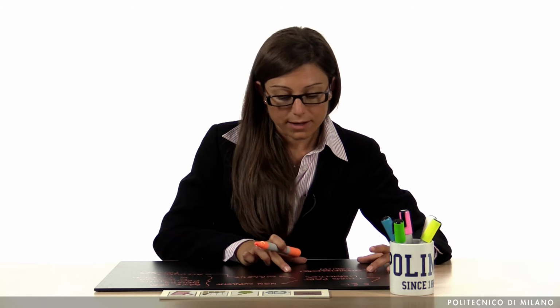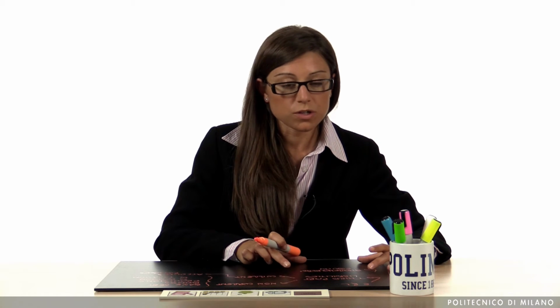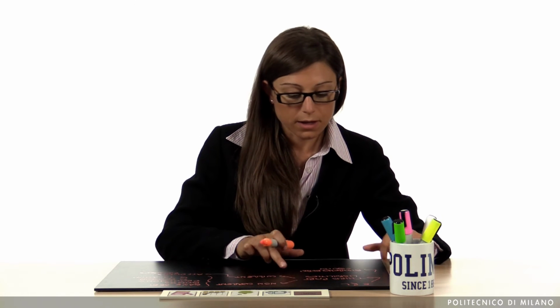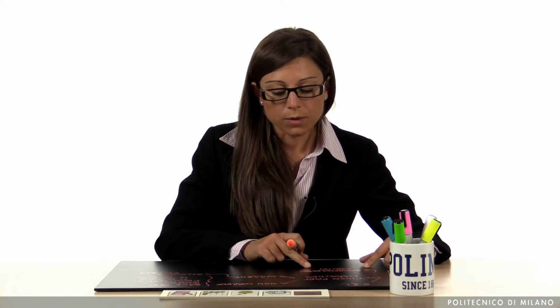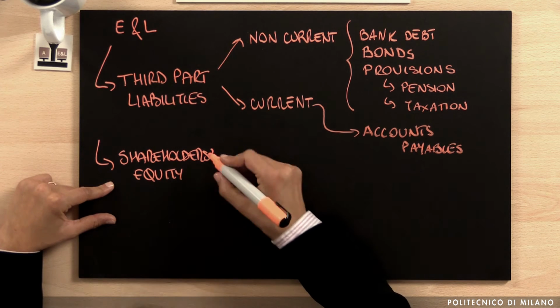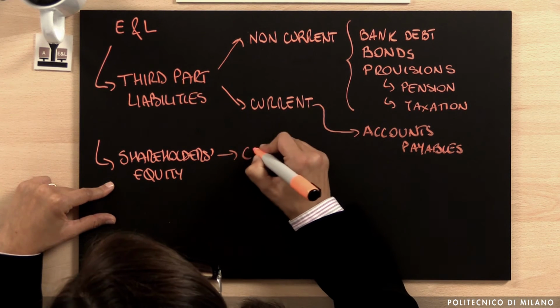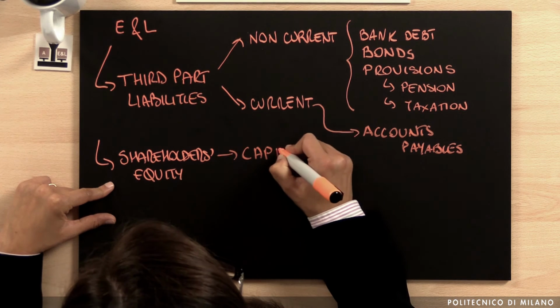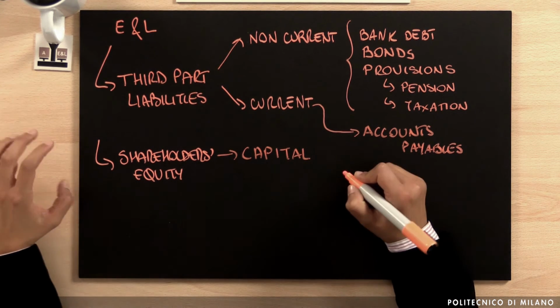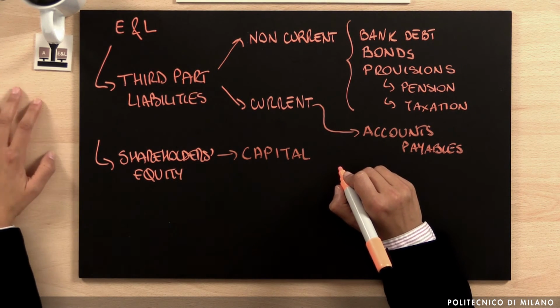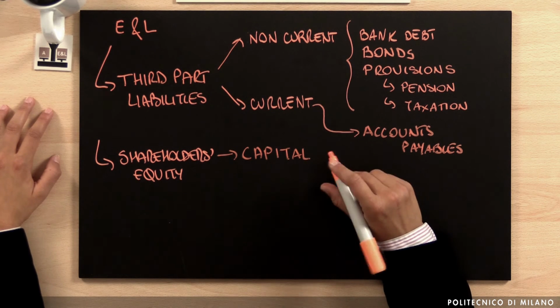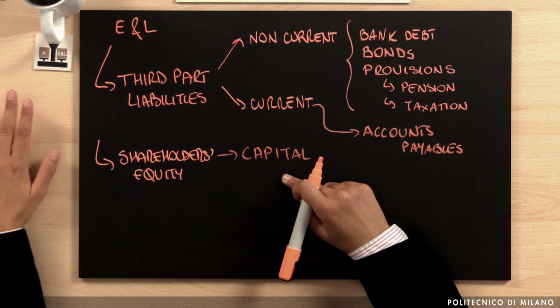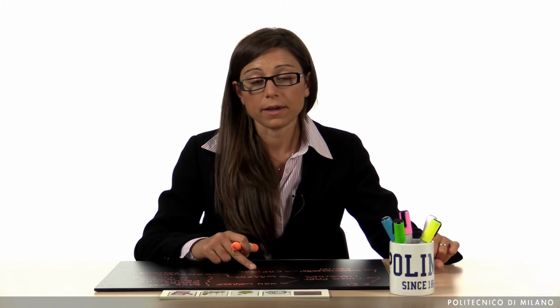Then we have another category of the equity and liabilities, which includes the rights of the owners of the company. This category is defined as shareholders' equity. The shareholders' equity is constituted by three elements. One of these elements is represented by the capital. The capital represents the sum of the money that is provided by the shareholders inside the company. The capital is always issued at a nominal value, which is represented by the number of shares multiplied by the unitary nominal value of the share itself.